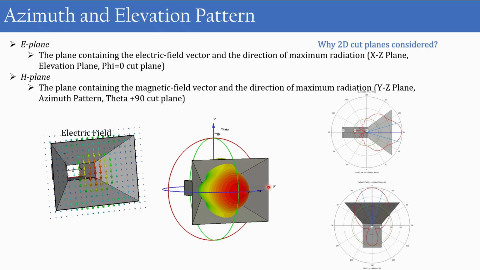If your antenna is aligned in some other axis, this cut plane will be different, but you have to consider only this parameter. If you have to take an elevation pattern, it should be something vertical, and if it is an azimuth, it has to be horizontal. So based on that, you can define the cut plane and take the radiation pattern.